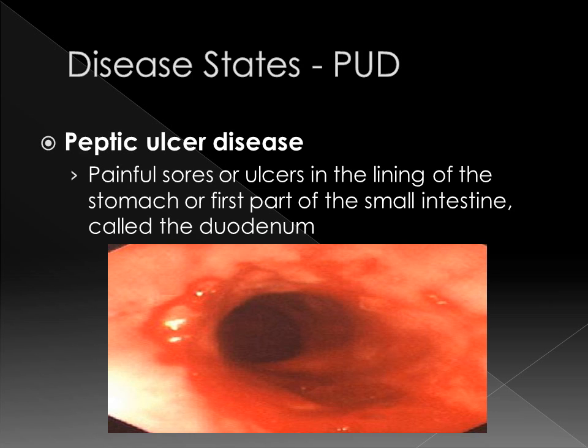This is a picture of a peptic ulcer. Peptic ulcers are seen in peptic ulcer disease, or PUD. They are painful sores or ulcers in the lining of the stomach and first part of the small intestine, known as the duodenum.